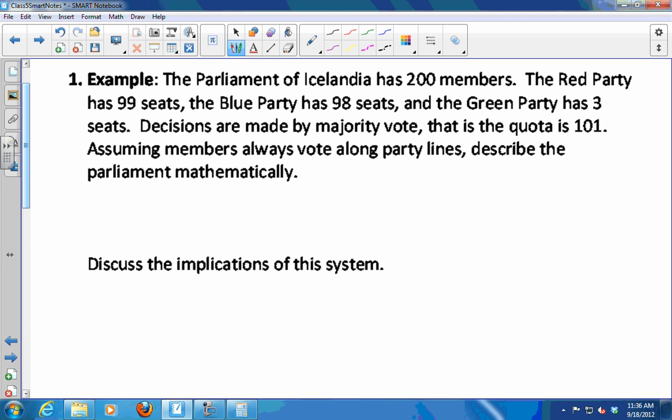We're going to assume that members always vote along party lines. We want to describe this parliament mathematically. Okay, so we use our square bracket. We put in the quota, colon, and then the various weights. So the highest one is 99. Then we have 98 and 3.